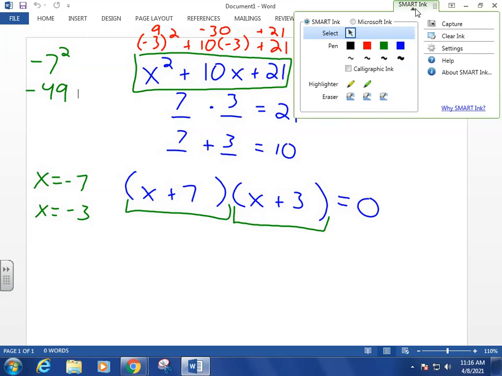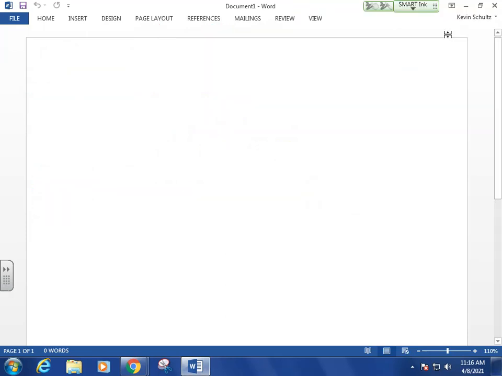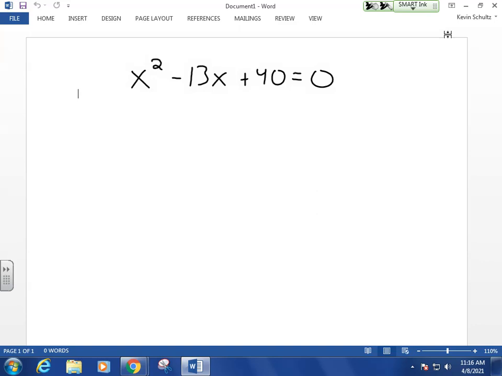Okay, let's do another. And I'll let you take this one on more yourself. Let's go x squared minus 13x plus 40 equals 0. Solve for x in that equation. And your first step here will be to factor.